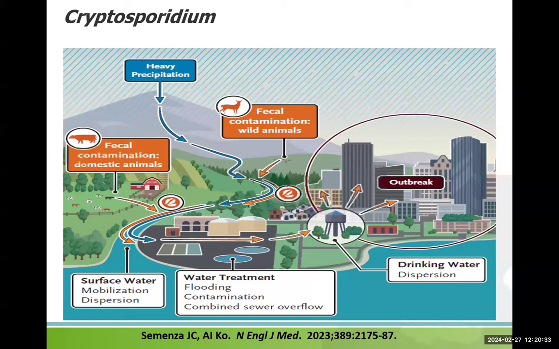So here you can see the blue heavy precipitation event at the very top left corner. And then the parasites illustrated in orange here enter the waters, the streams, and then the water intake of the water treatment plant. And you can see that it even enters the water distribution system, where it then can contaminate the drinking water supply, and which leads to a big outbreak in the metropolitan area. And we examined that looking at European data.